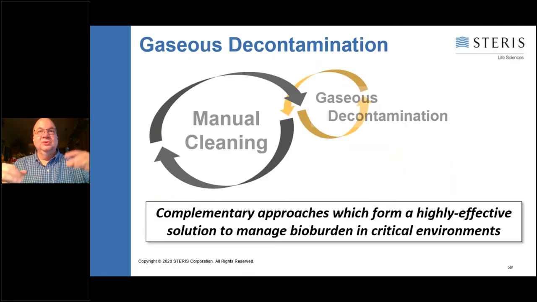And it is great to use VHP decon in conjunction with that manual cleaning and disinfection. So many times I'll recommend to go in and clean the environment first with the surfactant-based disinfectant. And then if you wanted to bring in VHP for, let's say, a big outbreak, that's perfectly fine.